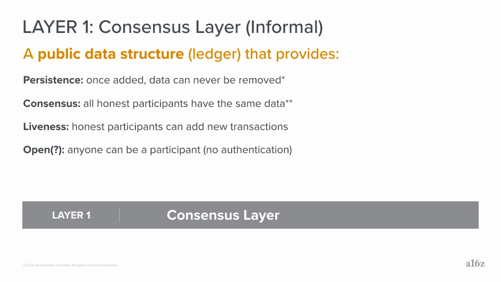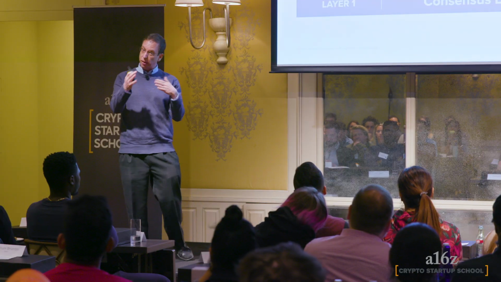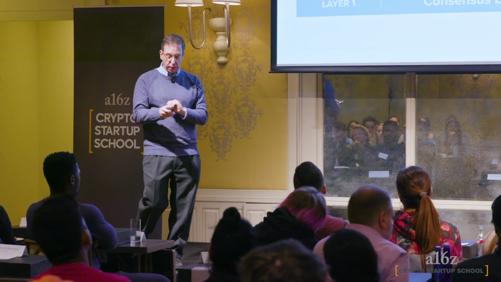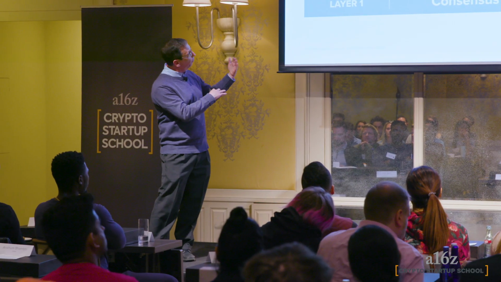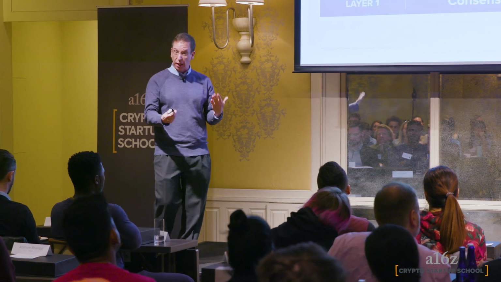And finally, there's this notion of openness, which means that anyone can be a participant. Anyone can write to the blockchain, and no authentication is needed to become a member and write to the blockchain. The reason there's a question mark there is because some blockchains are open blockchains, and some are permissioned, where not everyone can write.